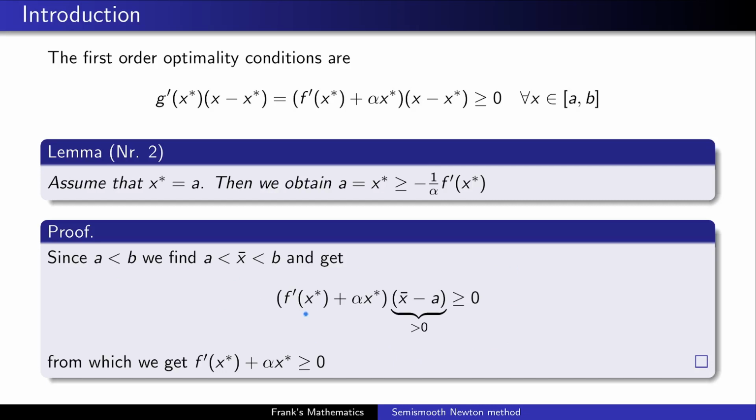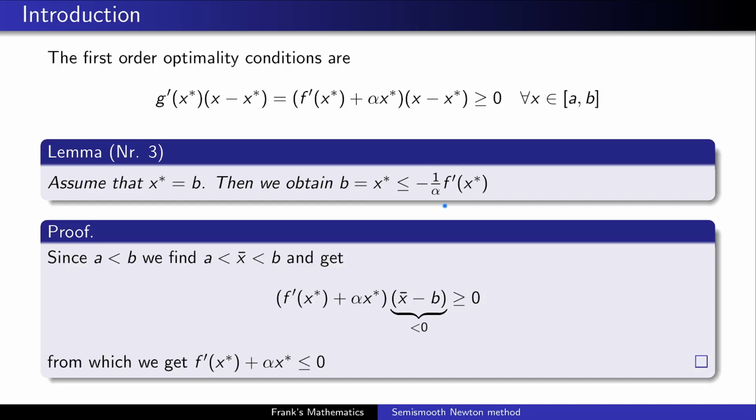However, this gives us, if x bar minus a is greater than 0, this shows that f prime plus alpha x star must be greater or equal than 0. So just put it on the other side and you'll end up with our result here. So same, if x star is equal b, the proof is the same. We obtain that x star is less or equal than minus 1 over alpha times f prime x star.